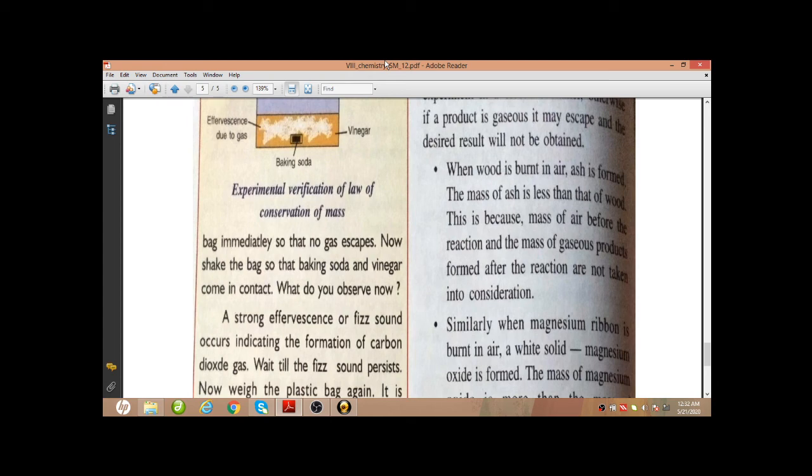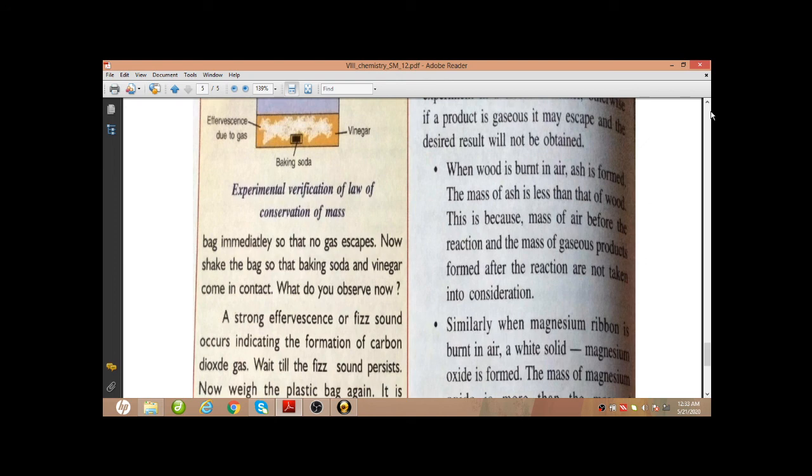So if we consider the mass of these two also, the law of conservation of mass will be true here also. As we are not taking the mass of the carbon dioxide formed and the water vapor formed, the mass before the reaction and the mass after the reaction will not match.